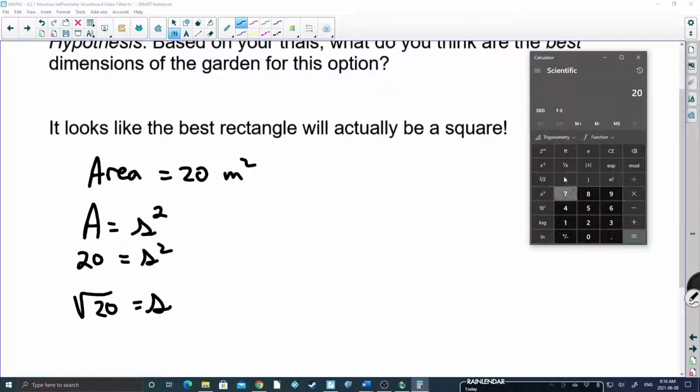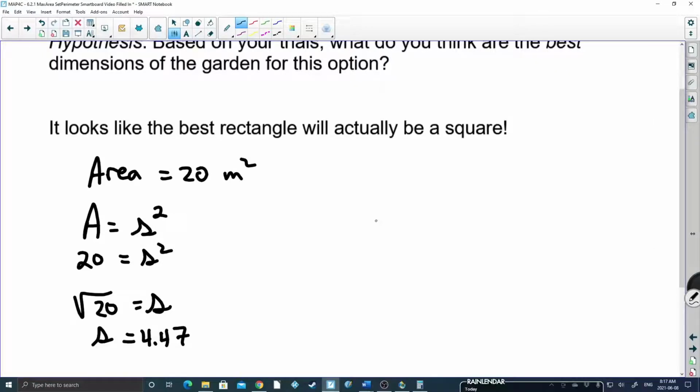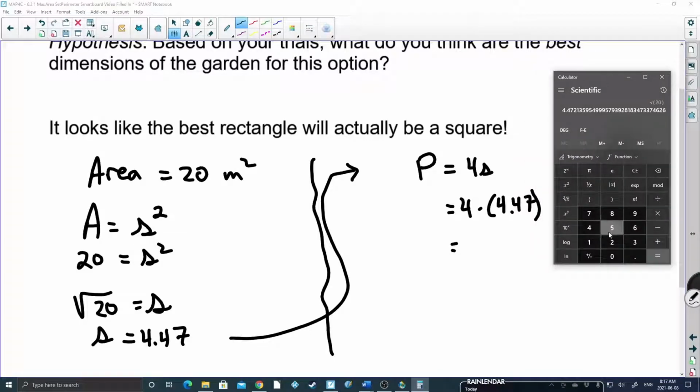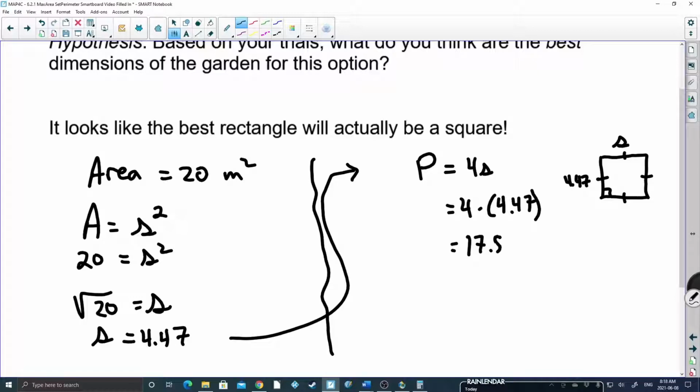If I do that on my calculator here, I get 4.47. So if my side length is 4.47, I would get my minimum perimeter, and I can actually calculate that minimum perimeter. We know that the perimeter of a square, let me just draw a quick square here. So if we now know that one side is 4.47, and we know that all side lengths are the same, if I call this S, we know that the perimeter of a square is 4S. So if I do 4 times 4.47, the number that I just calculated from the area, I can calculate what that perimeter is going to be. So 4 times 4.47 is equal to 17.88 meters.